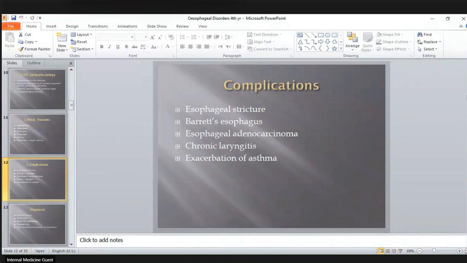Chronic laryngitis, exacerbation of asthma, and decreased quality of life.